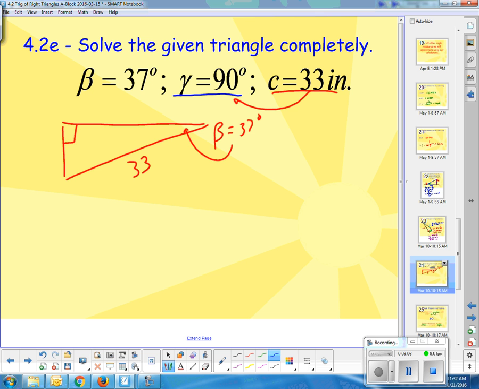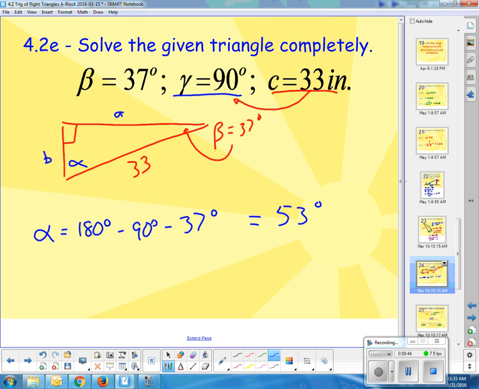But once I've made those choices, a lot of other things fall into place. The side B has to be across from beta. That makes this the angle alpha, and this the side A. And those are the 3 values I need to find. I would probably find alpha first in the same way that I found in the previous problem, 180 degrees minus 90 degrees minus 37 degrees is going to give me an alpha that is equal to 53 degrees. I have an alpha of 53 degrees.